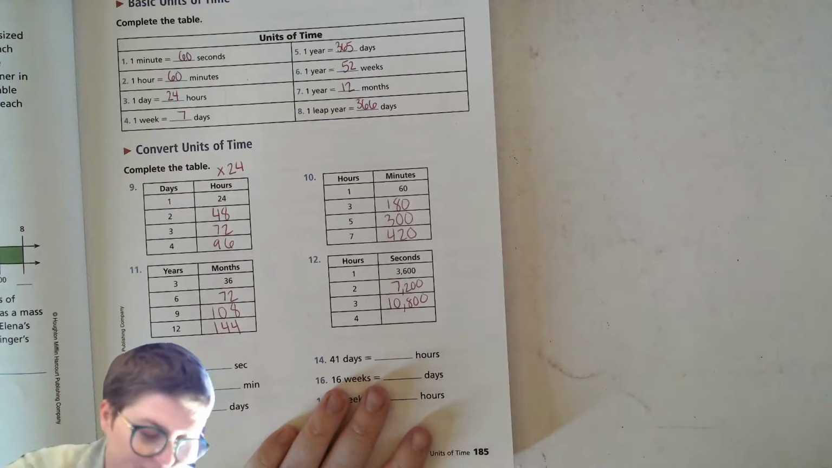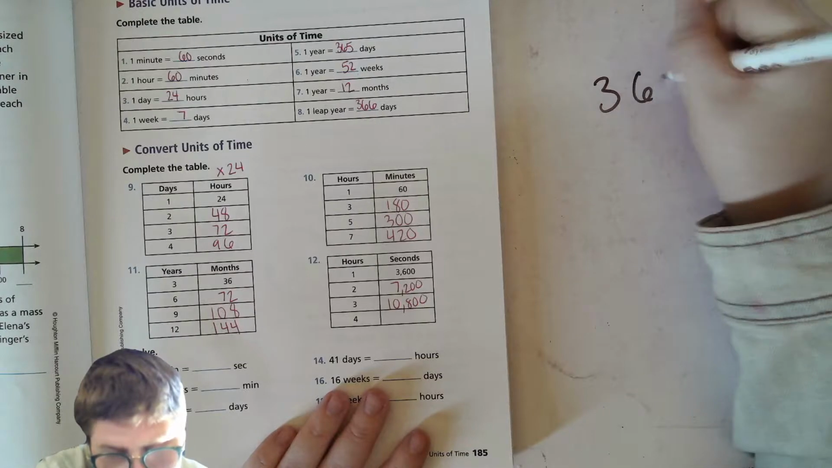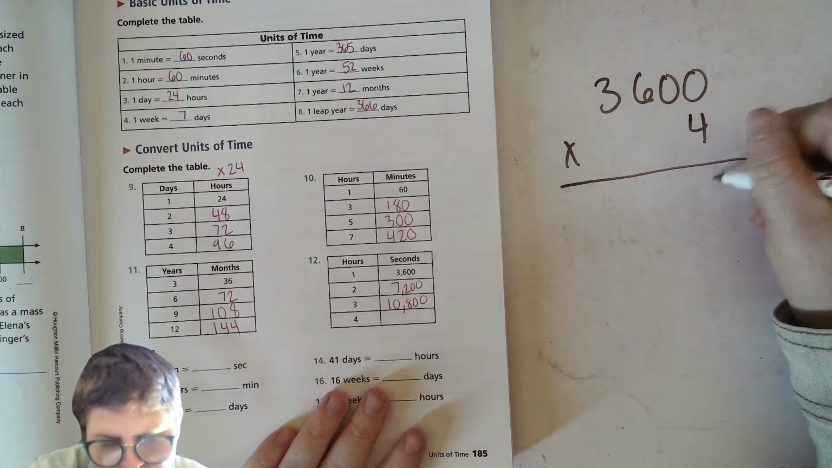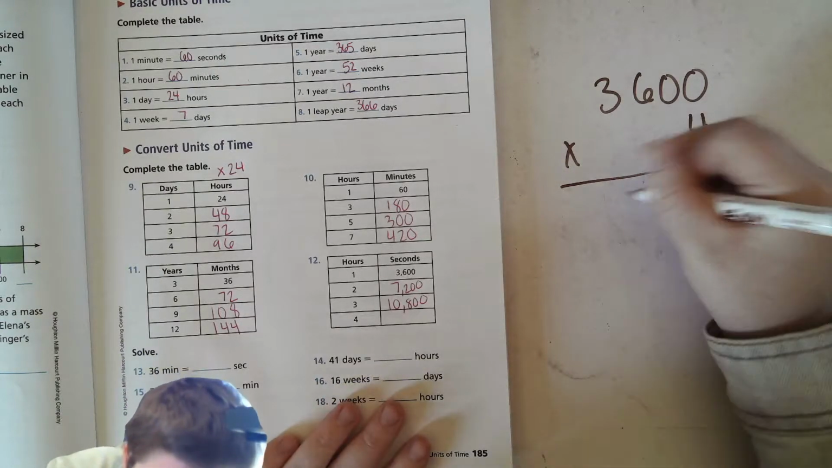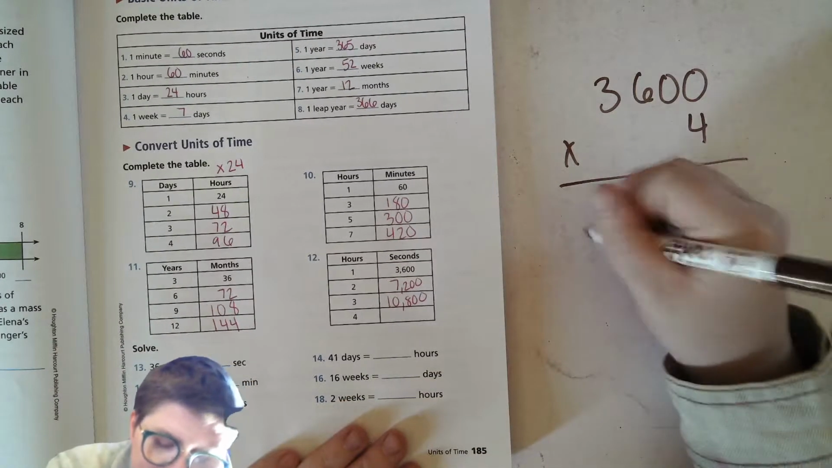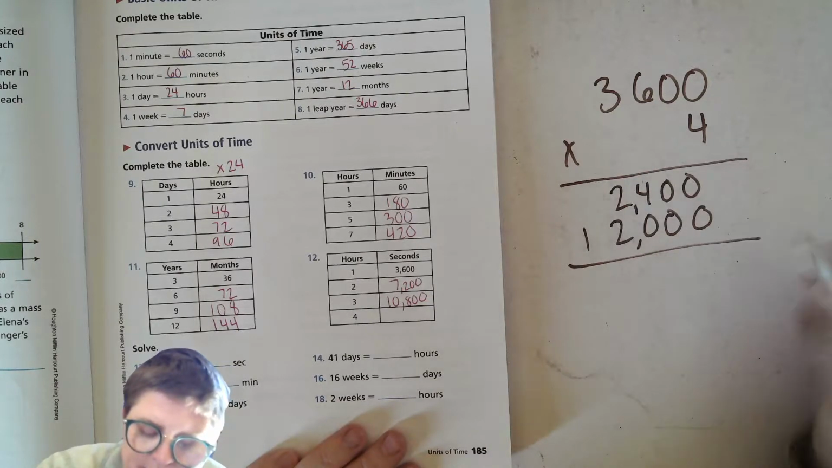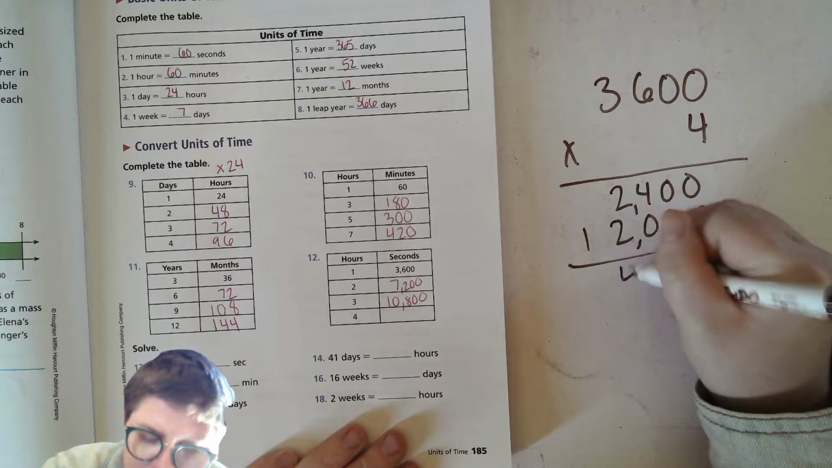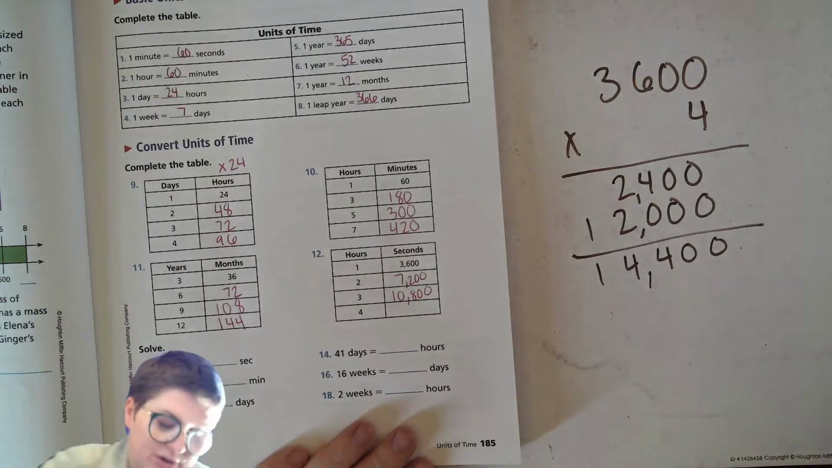Let's do it vertically this time. So 3,600 times 4. It's 0 and it's 0. 4 times 600 is 2,400. 4 times 3,000 is 12,000. Finding our place value. So 14,400.